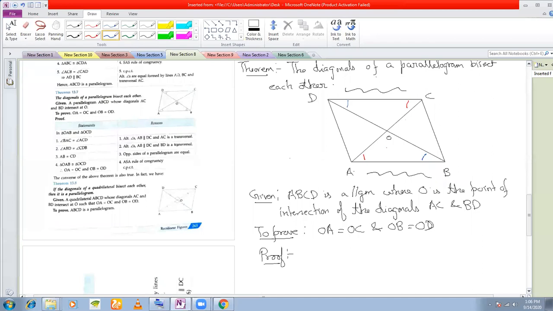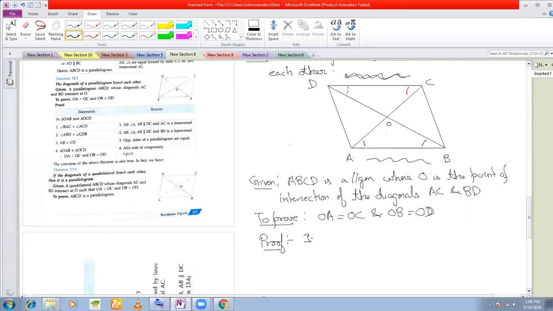So what side is this? Yeah, this is the included side between the red and the blue angles. So therefore, ASA. So let us proceed with the proof. In triangle OAB and triangle OCD.